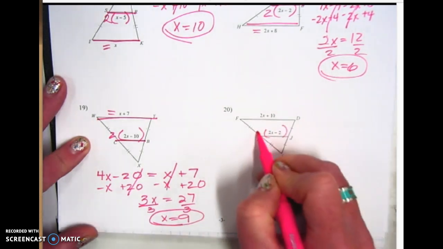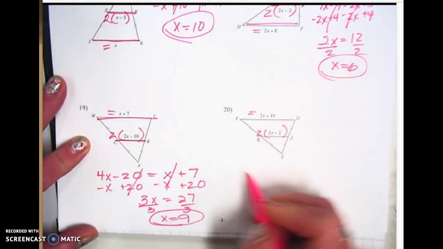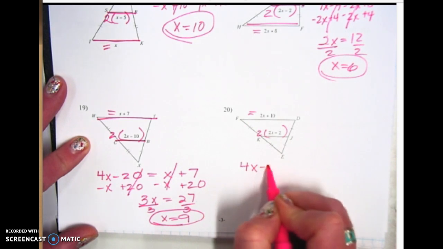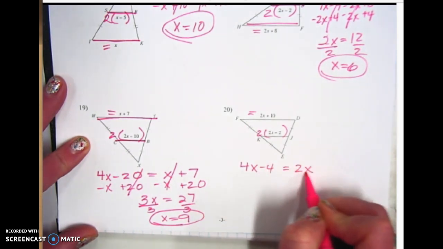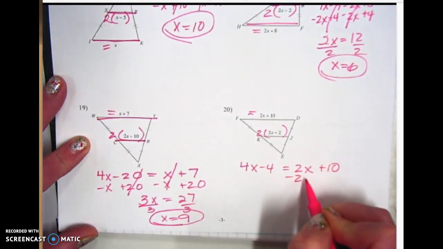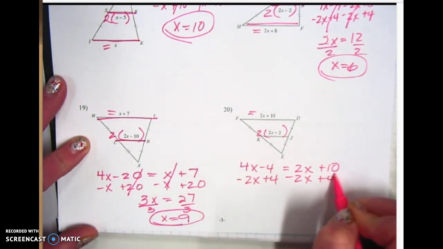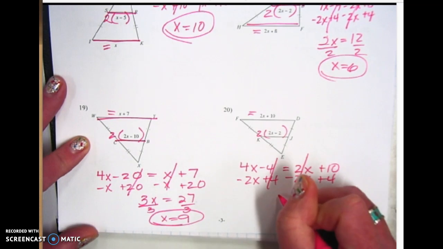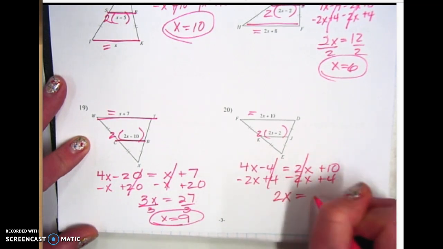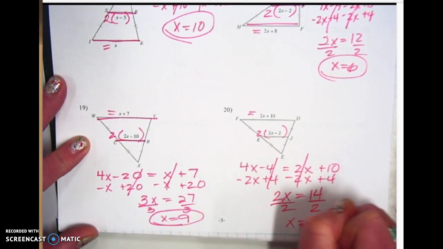Double the mid-segment. Set it equal to the opposite side. So 4x minus 4 equals 2x plus 10. Subtract 2x from both sides. Add 4 to both sides. Opposites, opposites. So we've got 2x equal to 14. Divide both sides by 2, so x is equal to 7.